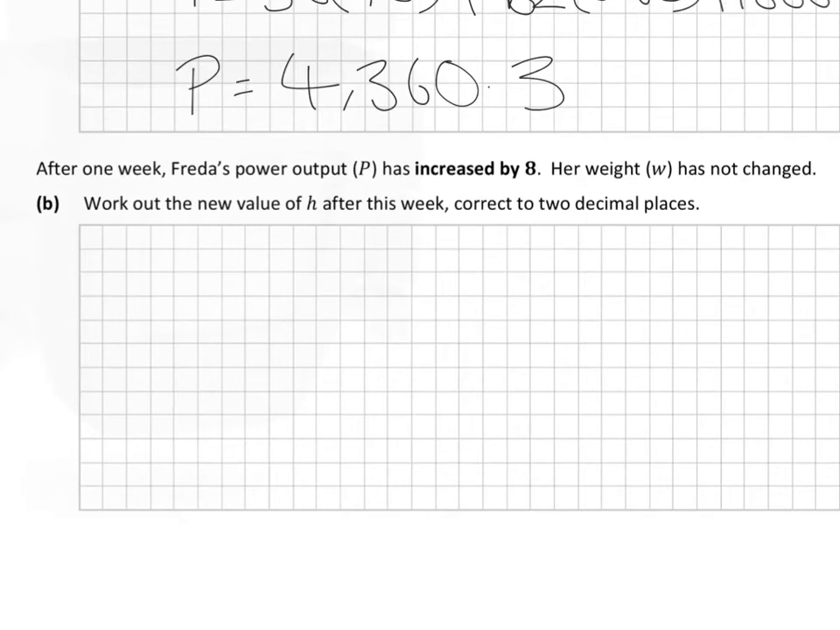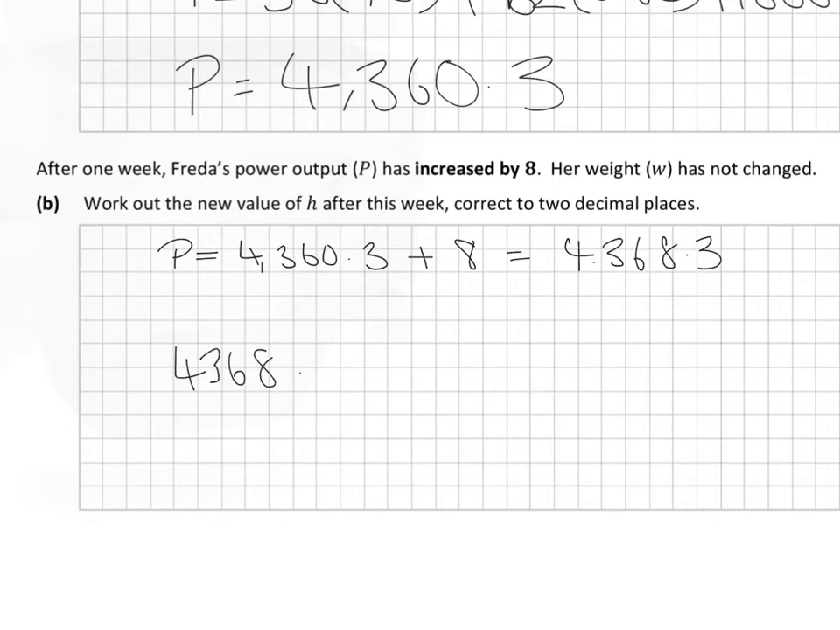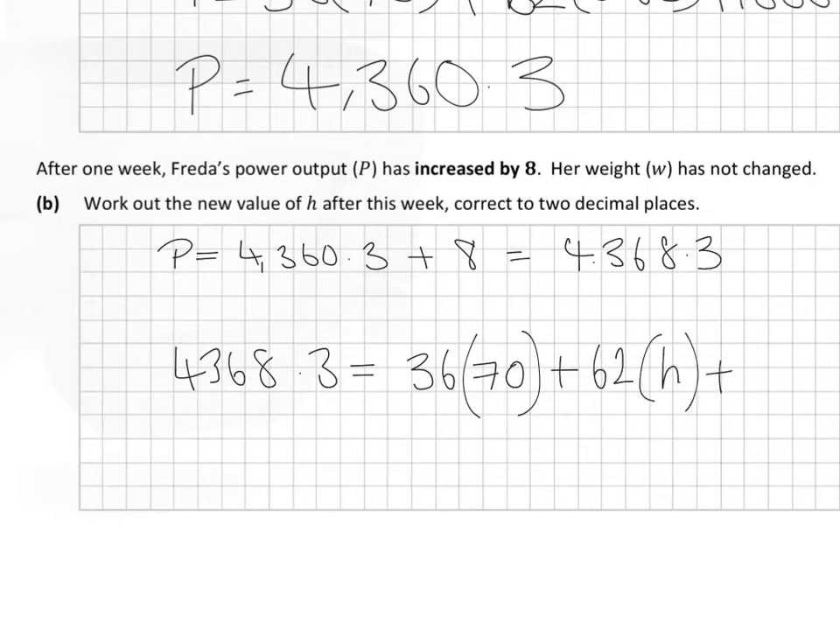Okay, the next question. After 1 week, Frida's power output has increased by 8. Her weight has not changed. Work out the new value of H after this week. So the power output P has increased by 8. So here, the power output was 4,360.3. So her new power output is going to be 4,360.3 plus 8, which is 4,368.3. So we know from the formula that the power output is equal to 36. Her weight is not changing, so we're still subbing in 70 plus 62. We don't know what our new height is, so we leave that as H plus 1800.